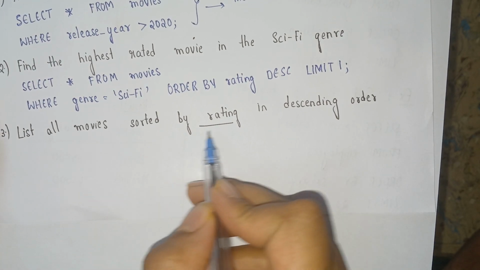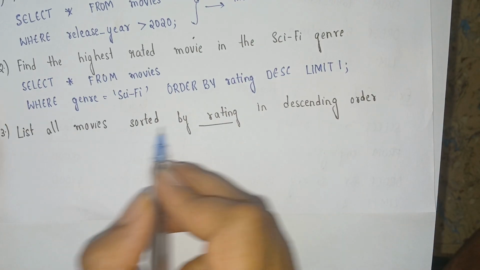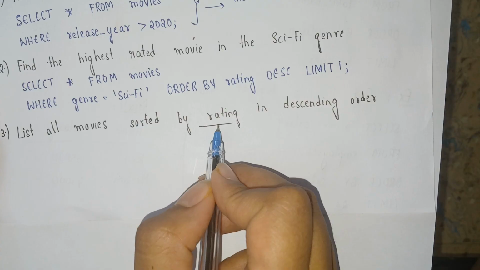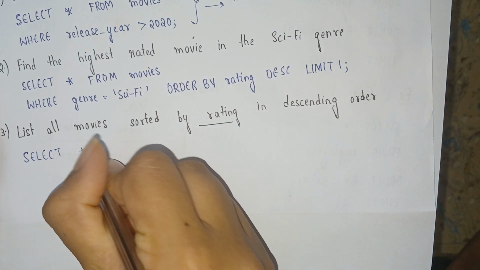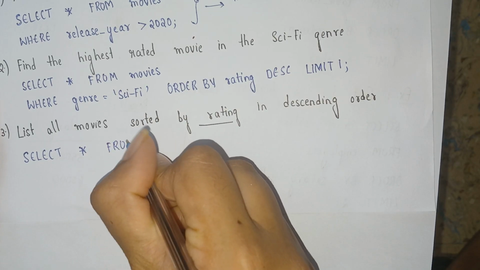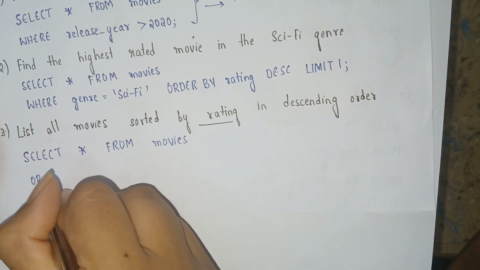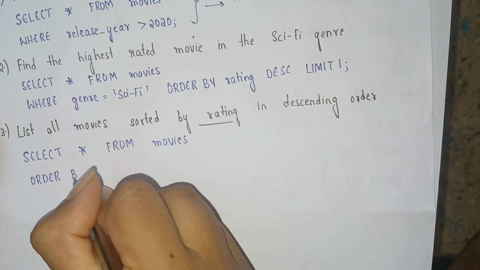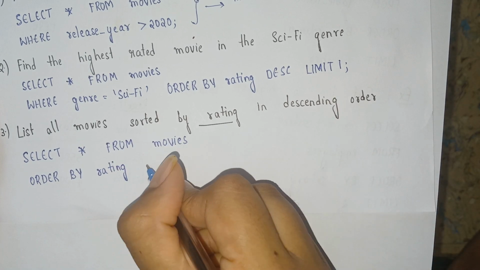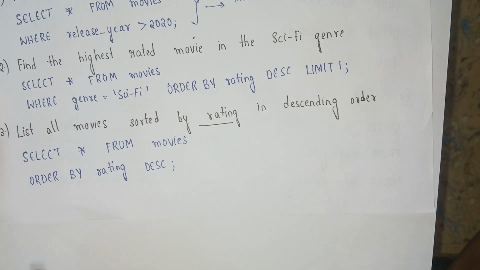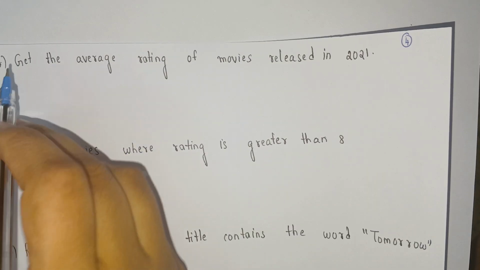Okay, list all movies sorted by rating in descending order. Sorted by rating means you have to do order by rating in descending order. Select asterisk from movies, it needs to be ordered by the rating column in descending order. That's it. It's as simple as it is. Next one is an interesting question.